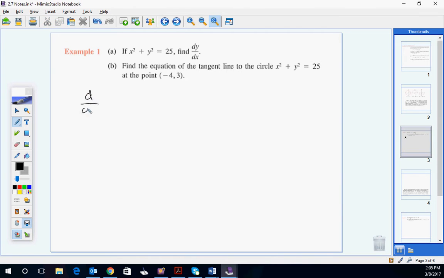If we do d over dx of everything, everything's good except for this spot, because we have a y. So what happens is we use that to our advantage. That's where the y prime comes into play. Because we can do d over dx of x squared, that's 2x. But what do we want to do to a y? Not d over dx, but d over dy.